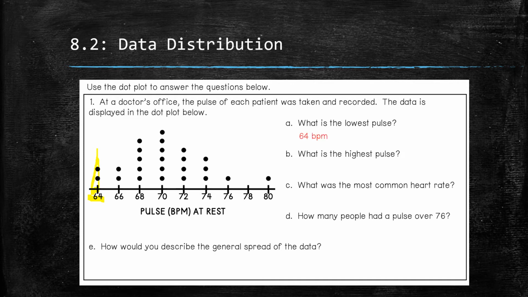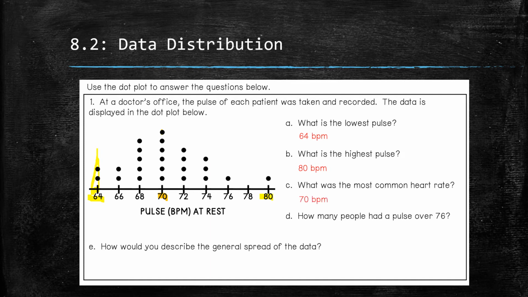So it's 64 beats per minute. What is the highest? That would be on the other end, and that would be 80. So 80 beats per minute. What is the most common heart rate? So I'm looking at which one has the most, which would be 70. So 70 beats per minute.